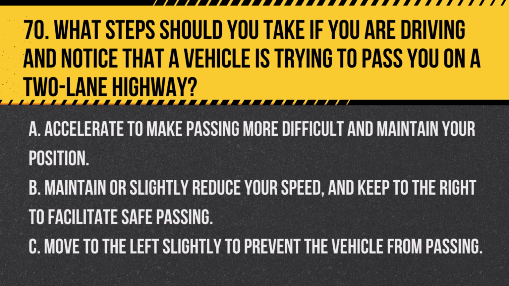Question 70. What steps should you take if you are driving and notice that a vehicle is trying to pass you on a 2-lane highway? A. Accelerate to make passing more difficult and maintain your position. B. Maintain or slightly reduce your speed and keep to the right to facilitate safe passing. C. Move to the left slightly to prevent the vehicle from passing. Answer. B. Maintain or slightly reduce your speed and keep to the right to facilitate safe passing. Cooperation ensures safer passing maneuvers for all involved.